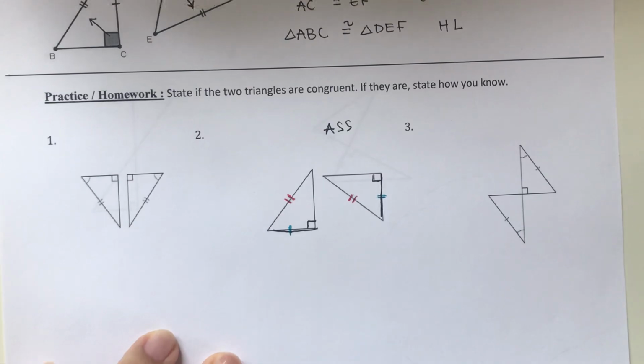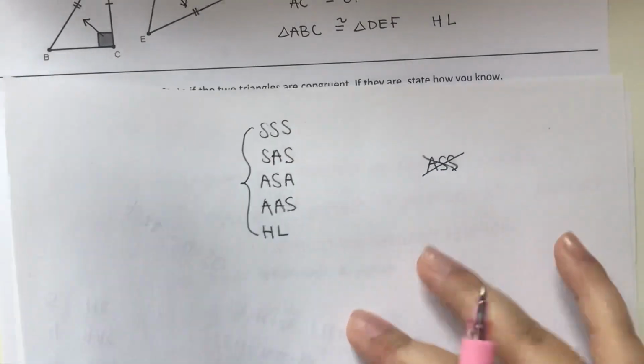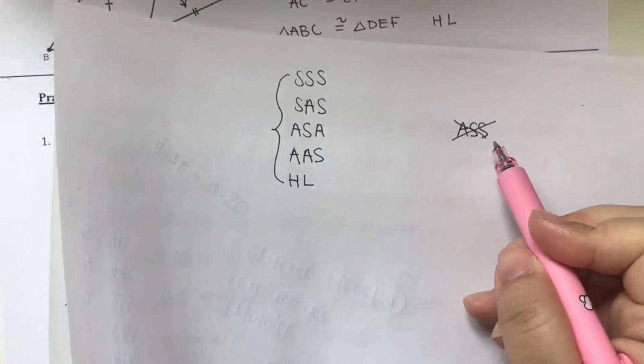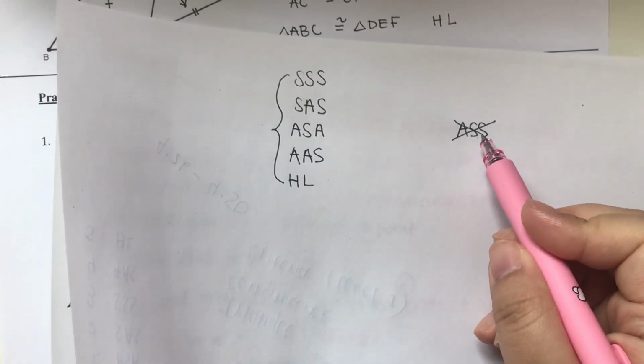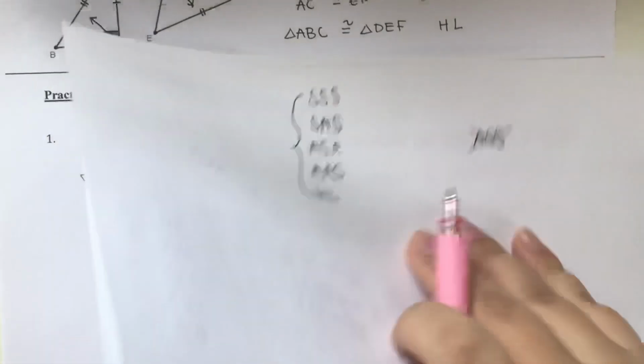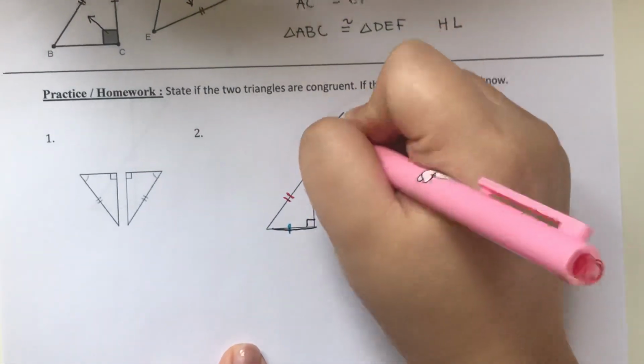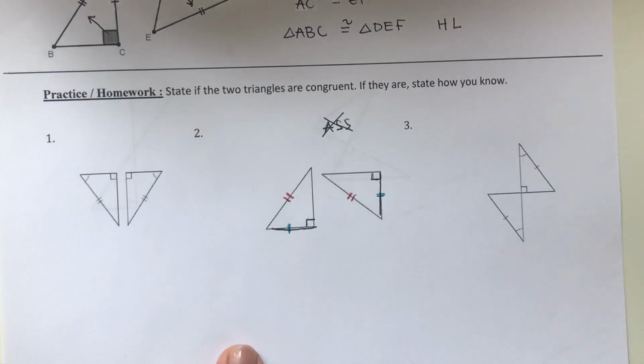If you conclude this, I'm going to tell you that you are incorrect and you owe me 20 bucks. If you didn't remember, there's no crying in math. So if you tell me that these two triangles are congruent because of this, then you owe me 20 bucks, okay? Please, don't say that.